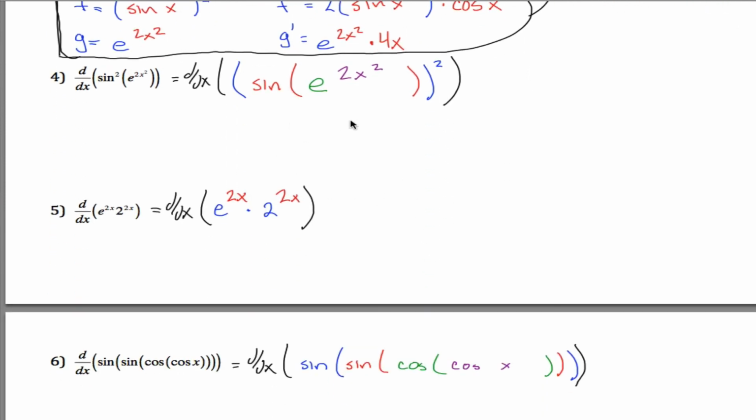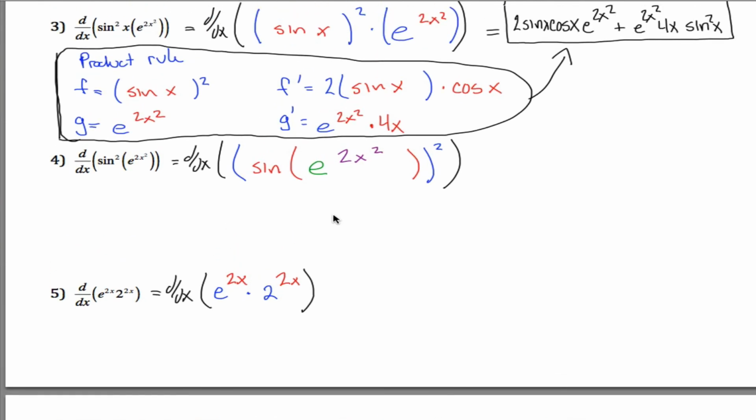Okay, moving on. Here we have, I think, 4 different nested functions, 4 different layers. Following the notation I've been using, the outermost layer is in blue. So I have a bunch of stuff being squared. Note that 3 and 4 look very similar. 3 is a product rule, but yeah, there's some chain rule in there. 4 is just chain rule.